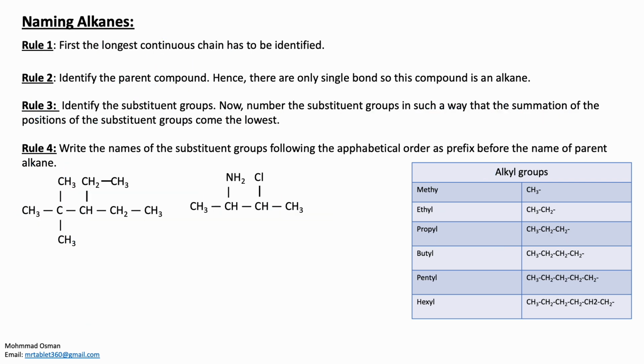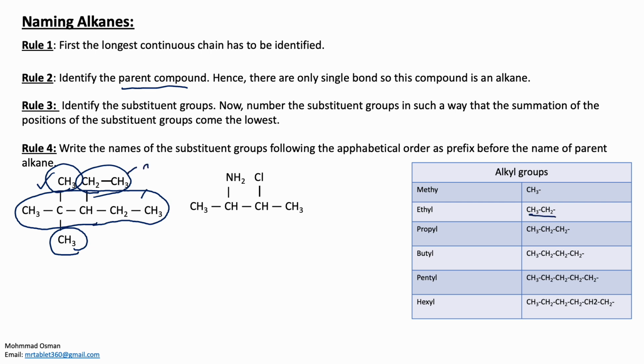Now we have 2 more examples. Let's look into this compound. Rule number 1 we will follow: we will find the longest chain. Rule number 2, we need to identify the parent compound. Now definitely the parent compound is alkane because over here we just have single bonds. Identify the substituent groups. Now over here we have 2 methyl groups, and this one is an ethyl group because CH3CH2 is ethyl group. So this is the ethyl group, and these 2 are my methyl groups. And E always comes first in alphabetical order, as we know.